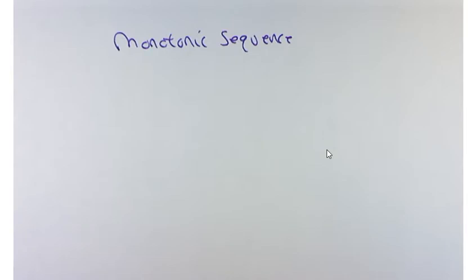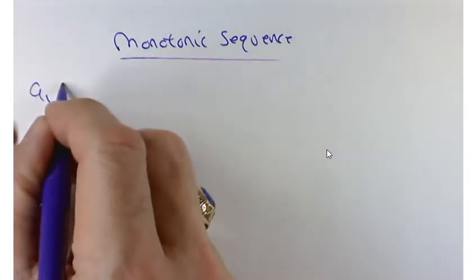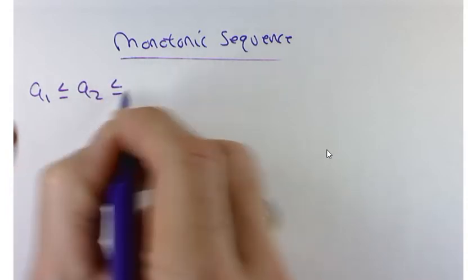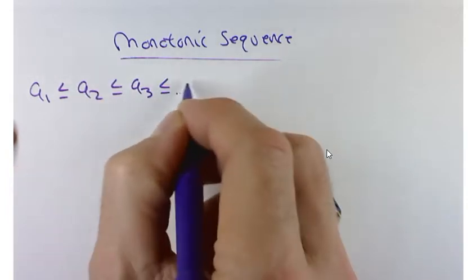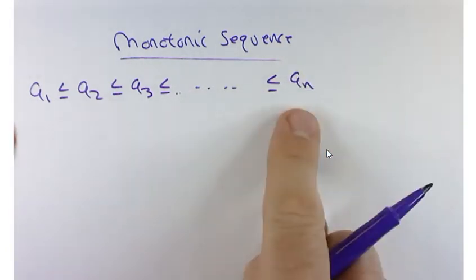The definition for that is on page 590. A monotonic sequence is a sequence in which the terms are always non-decreasing or non-increasing. Basically, they're going one way or another. So a monotonic sequence could look like this: a sub 1 is less than or equal to a sub 2, is less than or equal to a sub 3, and so on. So basically, it's non-decreasing.